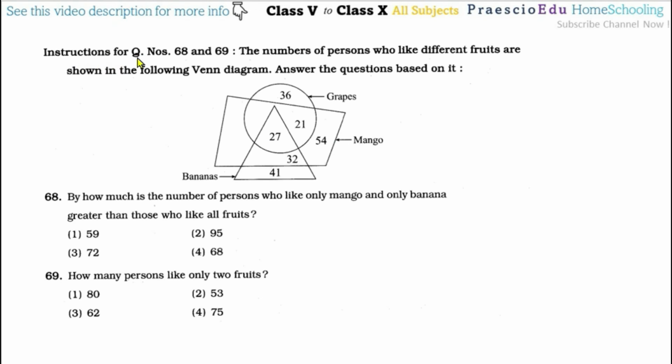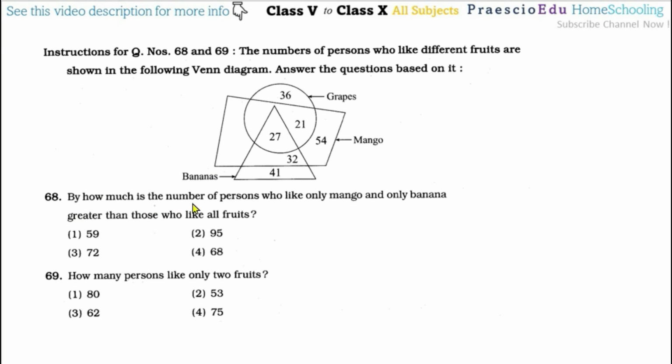Now instruction for question number 68 to 69. The number of persons who like different fruits are shown in the following Venn diagram. Answer the questions based on it. So there are grapes, mangoes, and banana. So this is the Venn diagram. So on this basis, question number 68.